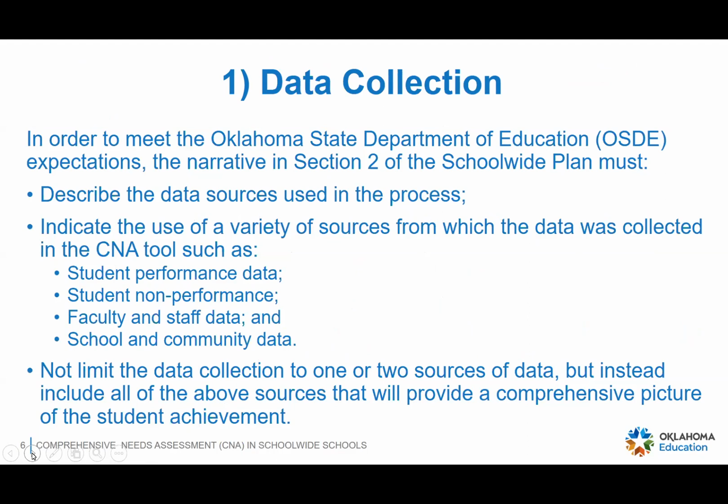Data collection. In order to meet the Oklahoma State Department of Education expectations, the narrative in Section 2 of the Schoolwide Plan must describe the data sources used in the process, and indicate the use of a variety of sources from which the data was collected in the Comprehensive Needs Assessment tool, such as student performance data, student non-performance data, faculty and staff data, and school and community data. You should not limit the data collection to one or two sources of data, but instead include all of the above sources that will provide a comprehensive picture of student achievement.